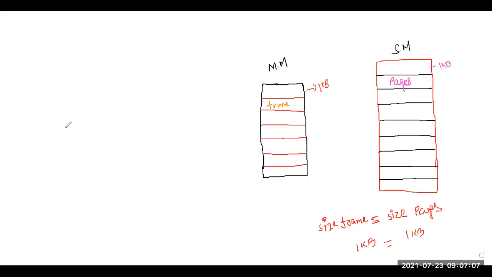Fine. So next, what will happen now? We know the CPU, what does the CPU do? The CPU will always generate a logical address. The CPU always generates the logical address. This is my logical address. Now this logical address consists of two things. First is your page number. Second is your offset. This is my page number. This is my offset, also called the offset or instruction.